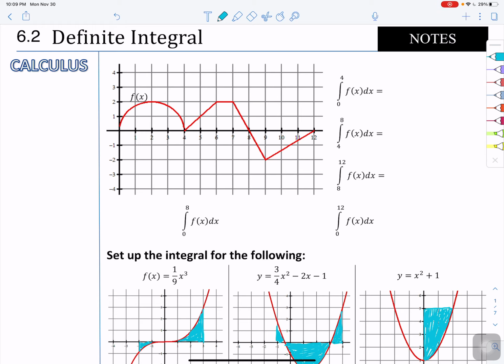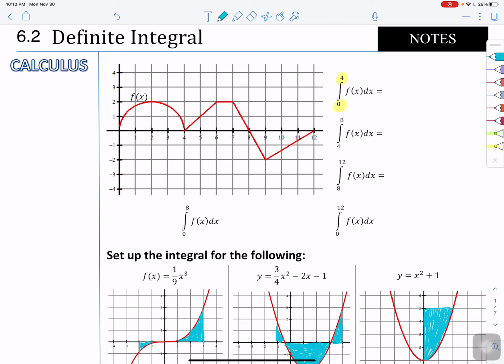This is topic 6.2, definite integral. And a definite integral means to find the area under the curve with respect to the x-axis from one x value to another. Okay, so it is definitely from 0 to 4.